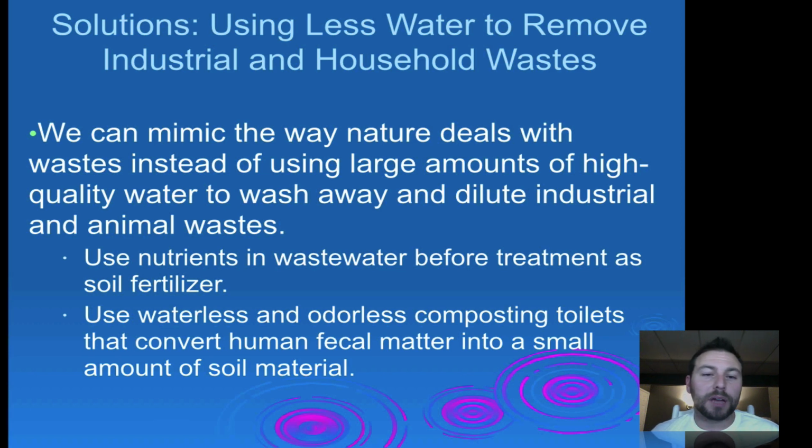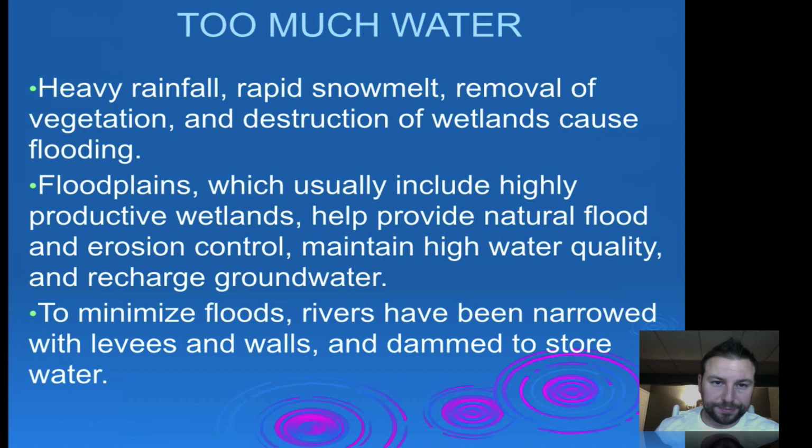Instead of using large amounts of high quality water to wash away and dilute industrial and animal waste, use waterless and odorless composting toilets, which we have talked about before, that convert human fecal matter into a small amount of soil material. We'll talk more on that soon enough. And use nutrients in wastewater before treatment as soil fertilizer.